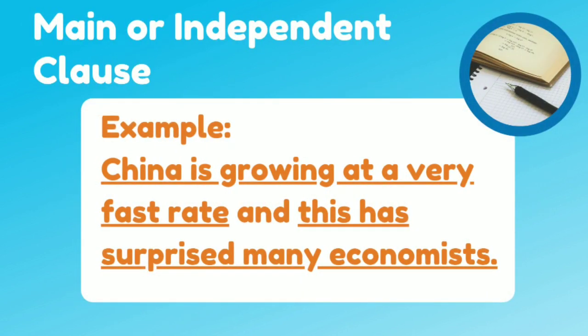Example: China is growing at a very fast rate and this has surprised many economists. In this sentence, we have two main or independent clauses. The first one is "China is growing at a very fast rate" and the other one is "this has surprised many economists."